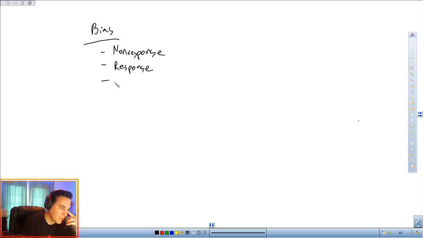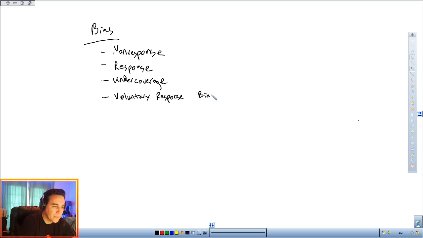I'm trying to think. Undercoverage is when you didn't allow everyone to be chosen, so then that might make your sample not look like your population. And then a voluntary response bias. I'll bring this up with today's coronavirus topics.